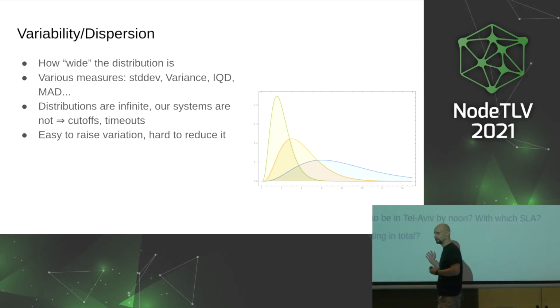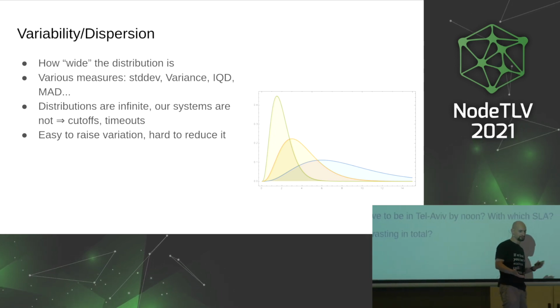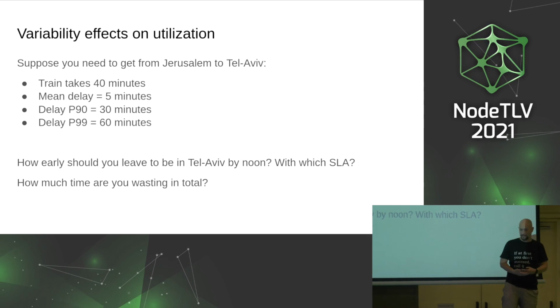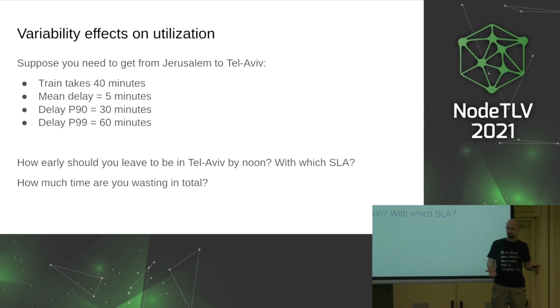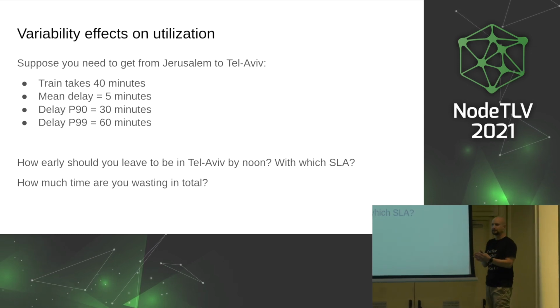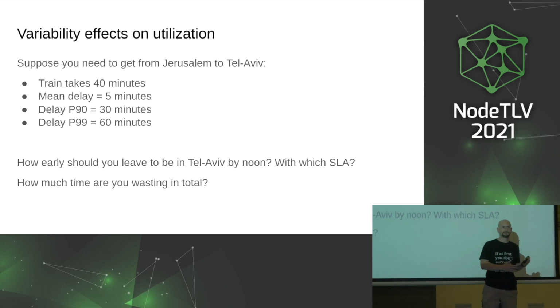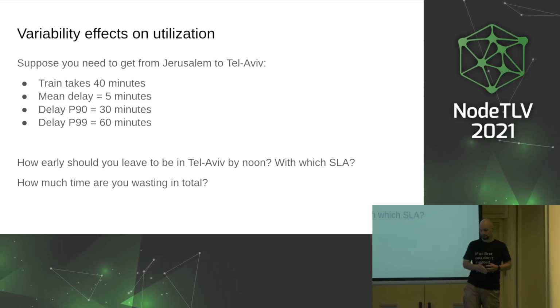So the thing about variation is it's very easy to raise it, but very hard to reduce it. And this matters why? Because variability has a very large effect on utilization. So think about this example. You're traveling from Jerusalem to Tel Aviv. The train takes maybe 40 minutes nowadays, and you have to be there in 2 hours, let's say.